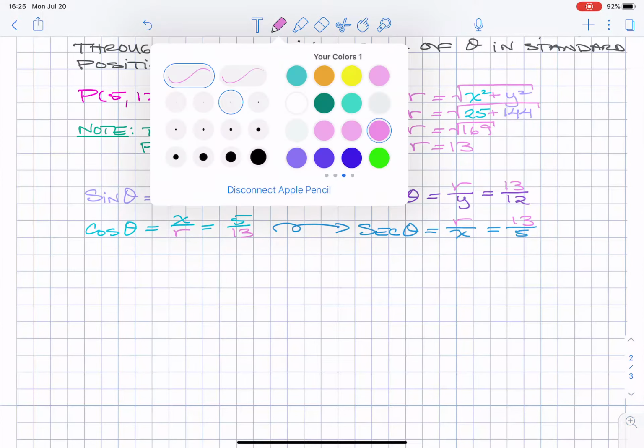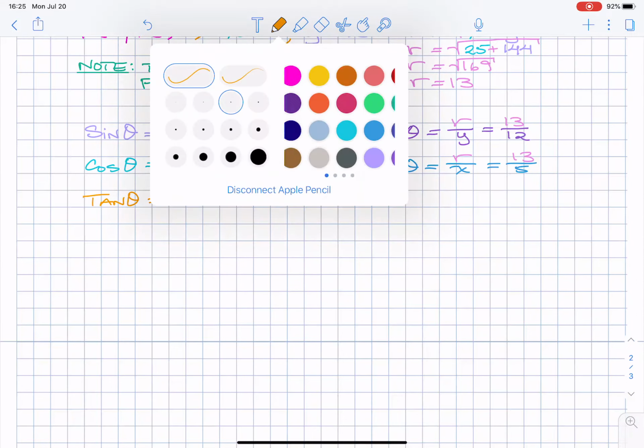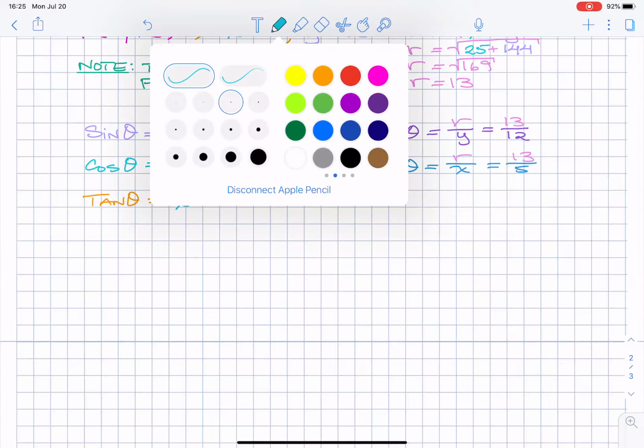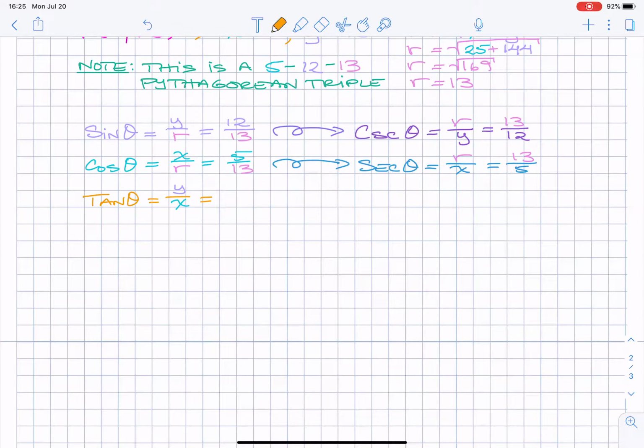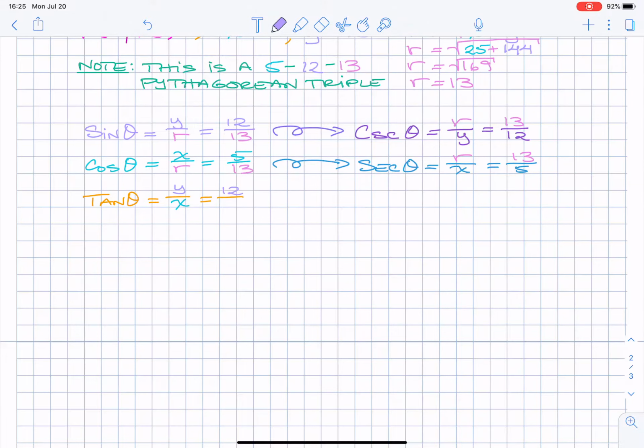Okay, last but not least, tangent. What's nice about tangent is I don't have to think. Tangent of theta is going to be y over x, so I just look at the two guys right above it. I notice there's a 12 and a 5, and the 13s will reduce. So this just becomes 12 over 5.